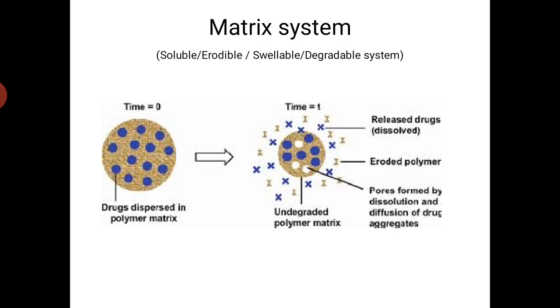Then we have some brown colored thing. This brown colored thing indicates the polymer. That means the drug is mixed with the polymer and developed into a tablet. The polymers are the substances we use to control the release of the drug molecule from the delivery system.